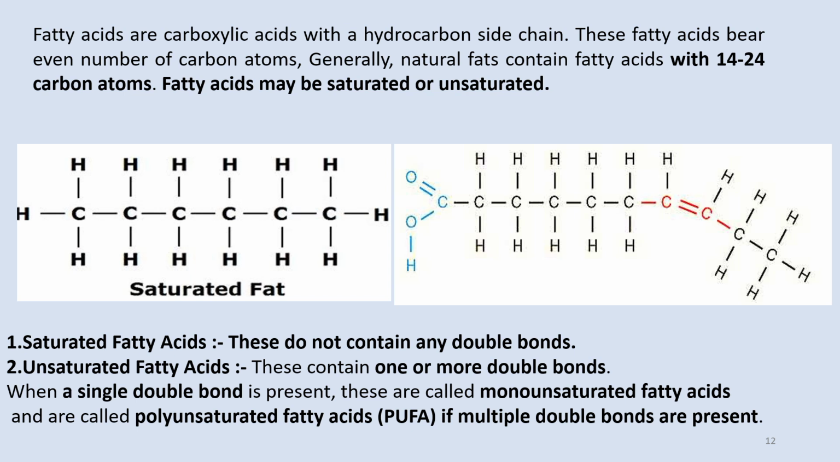And you can see unsaturated fatty acids contain one or more double bonds, as shown in the picture. When a single double bond is present, they are called monounsaturated fatty acids. If they have many double bonds, they are called polyunsaturated fatty acids, or PUFA. When multiple double bonds are present, you can say it is a polyunsaturated fatty acid.